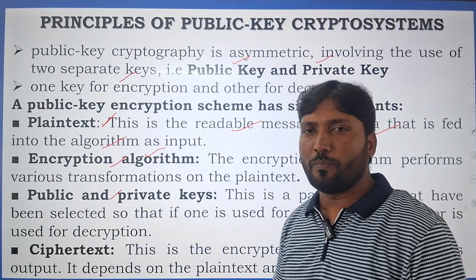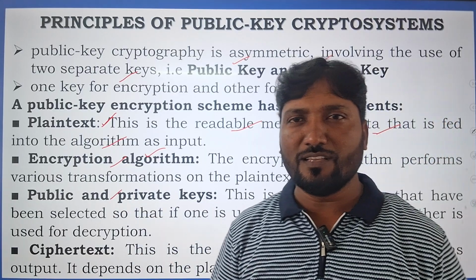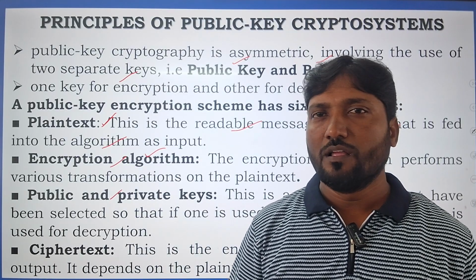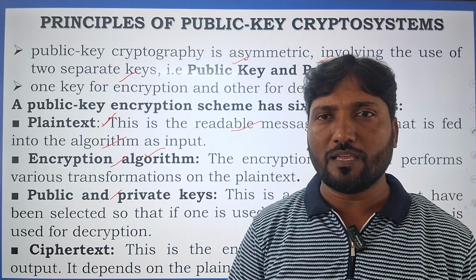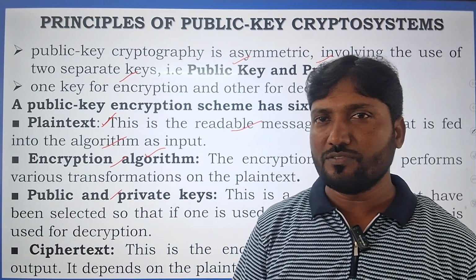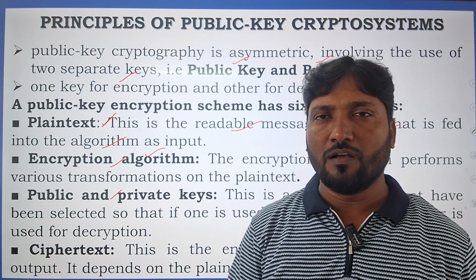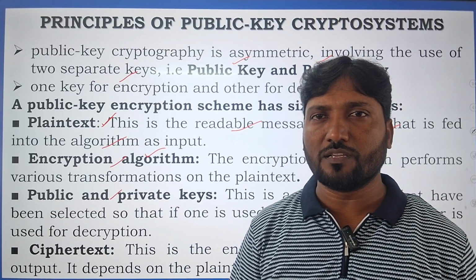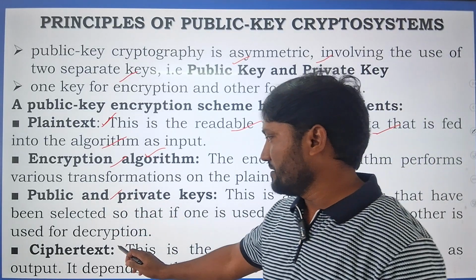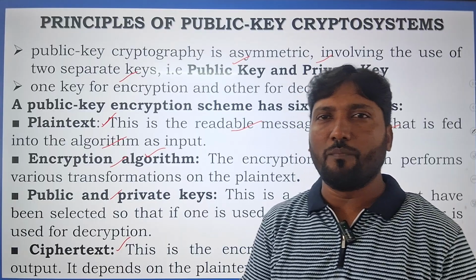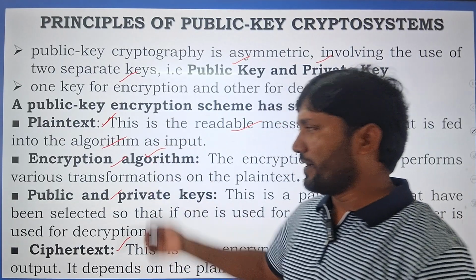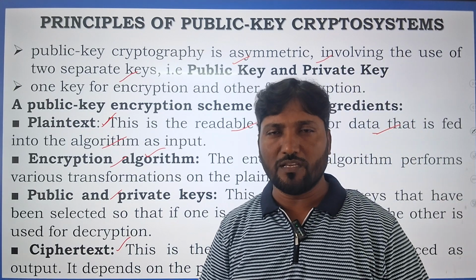And the next one is the public and private keys. The public key is the shareable key and the private key is the secret key. That means everyone knows the public key of all the communicating parties, but the private key is a secret key. Users cannot share the secret or private key with any other users. And the next one is ciphertext. As we know, it is a scrambled message or unreadable data. So these are the requirements for public key cryptography.